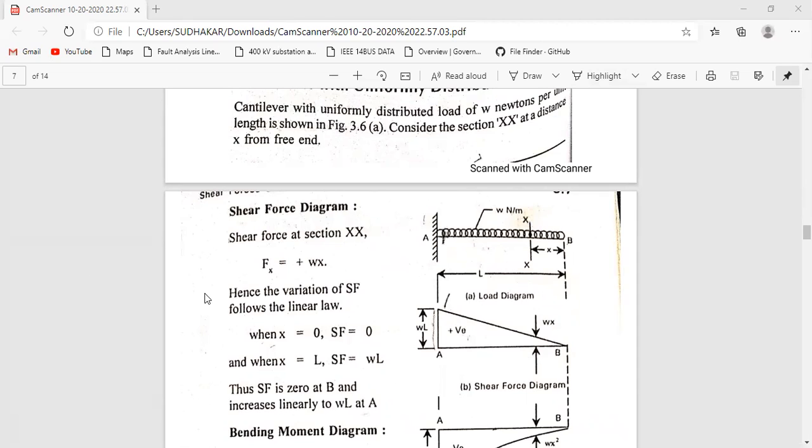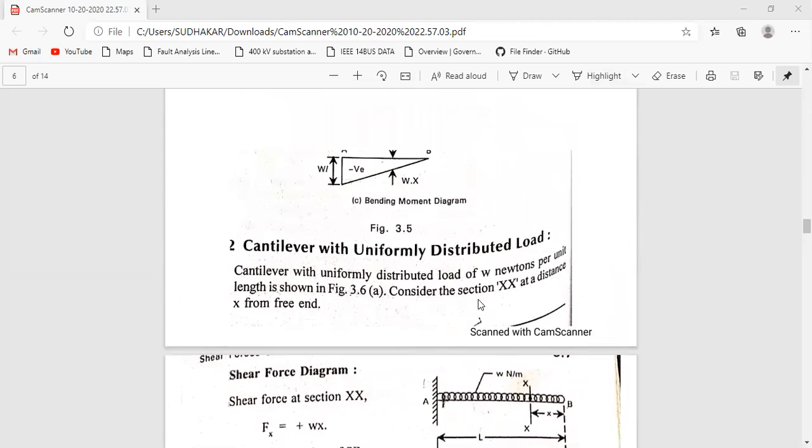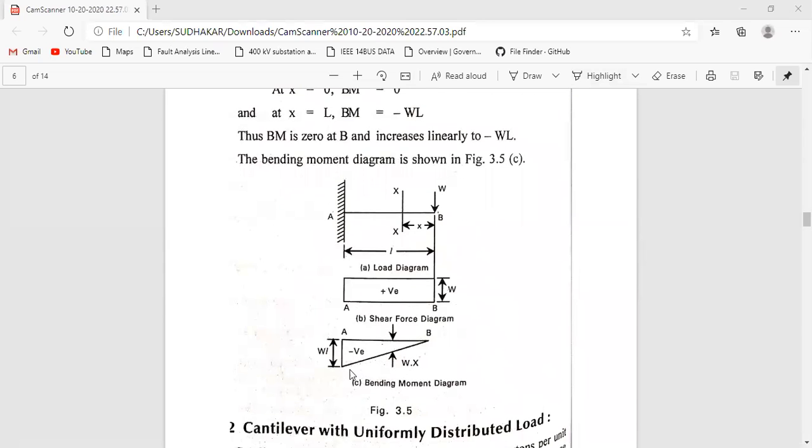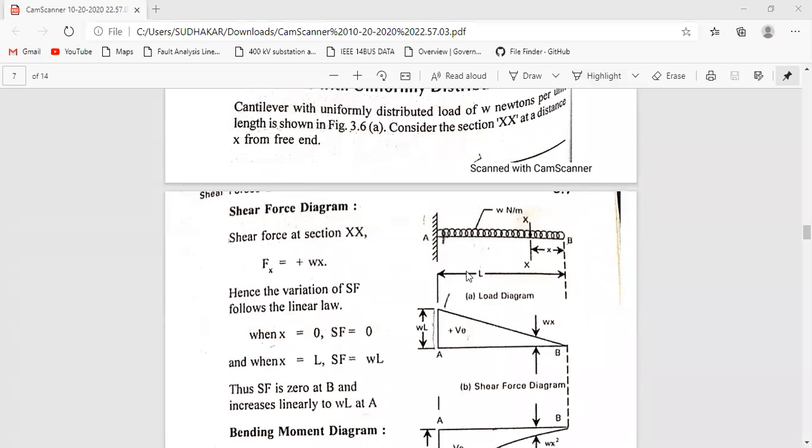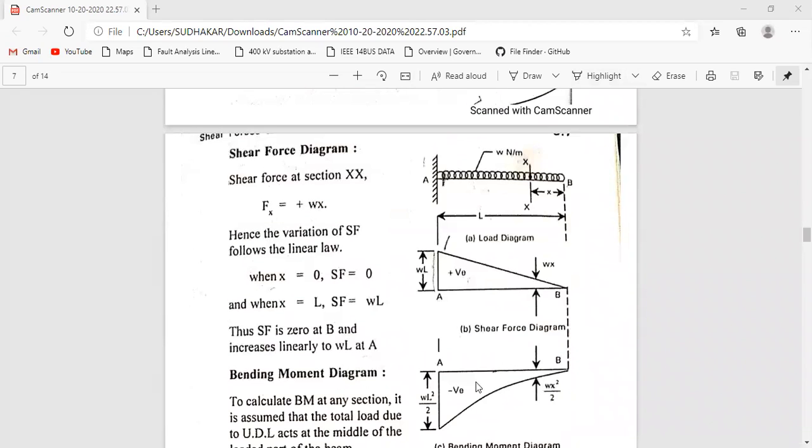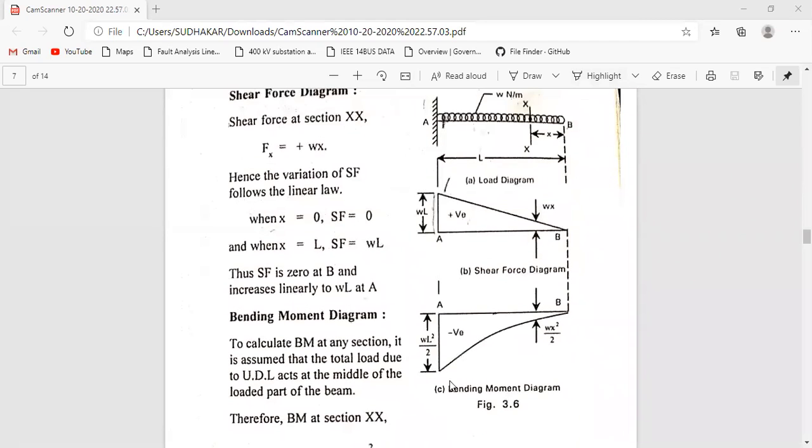If in case of UDL, the shear force will be an inclined line. Just remember this one. Point load, the shear force will be straight. If in case of UDL, the shear force will be inclined. If in case of point load, the bending moment will be linear. If in case of UDL, the bending moment will be a second degree parabola. This is the parabola.